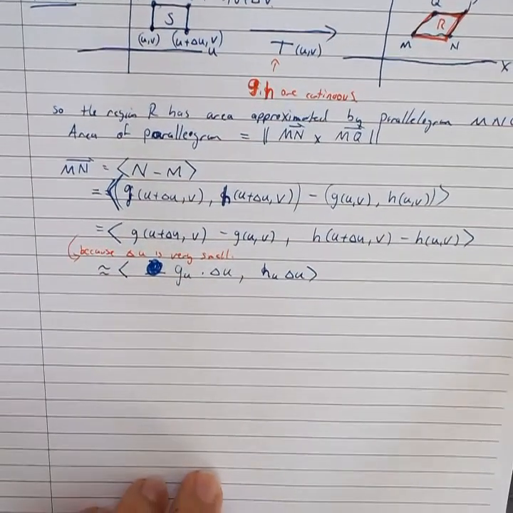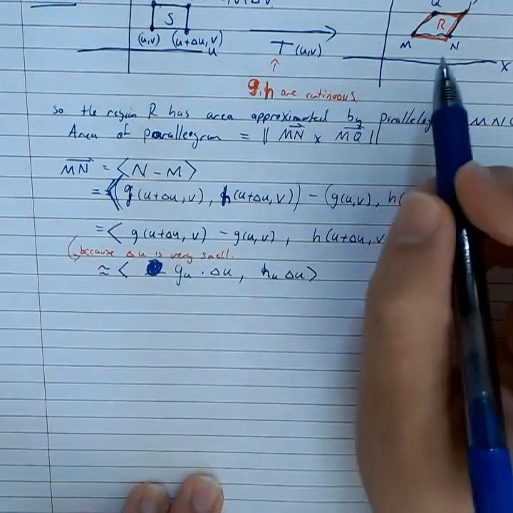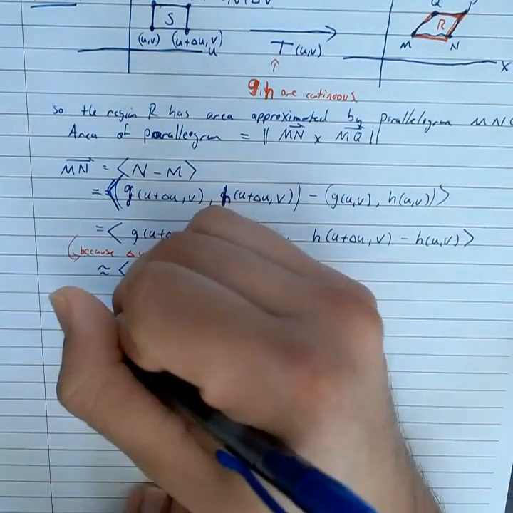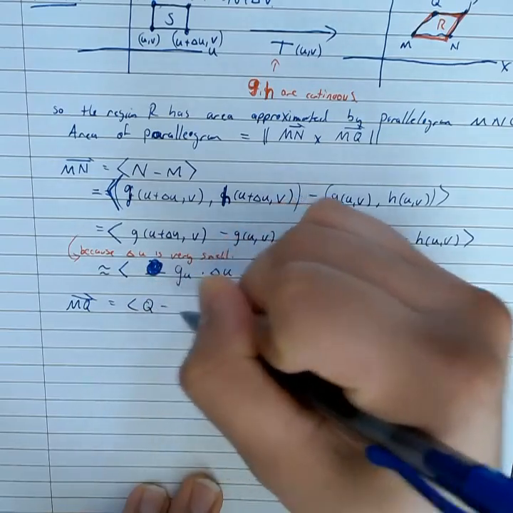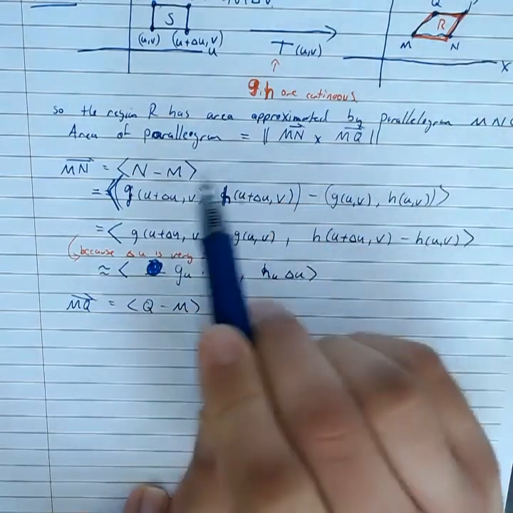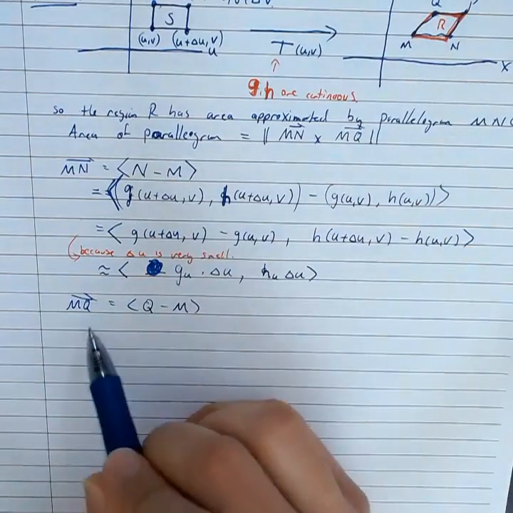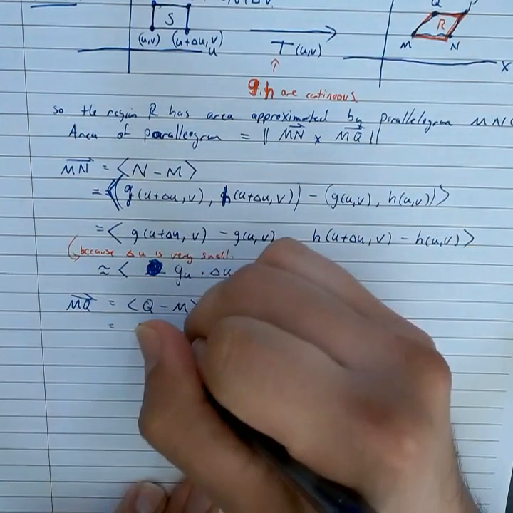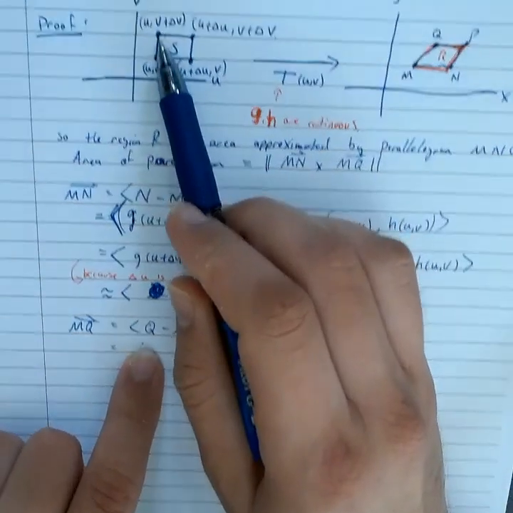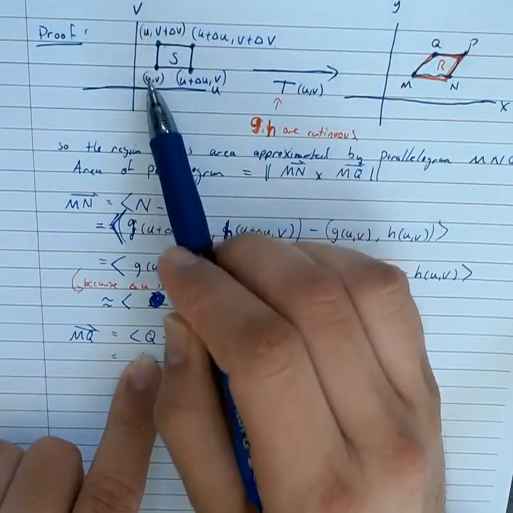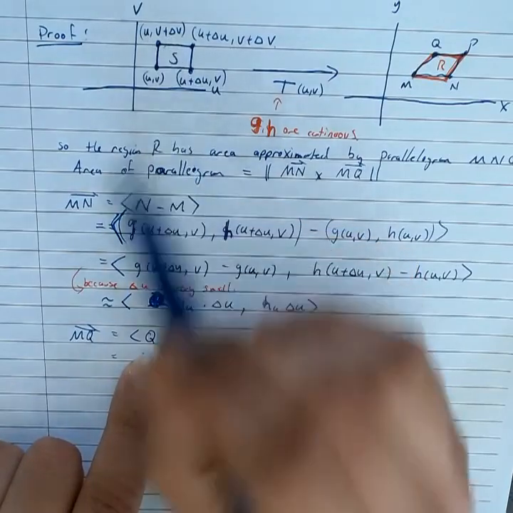And you can do the same thing for this other vector. MQ is going to work the same way. MQ is simply given by Q minus M. I take the destination point minus your original point, which is going to be given by, and here Q came from this point, which you notice here the U stayed exactly the same. It's the V that's changing.